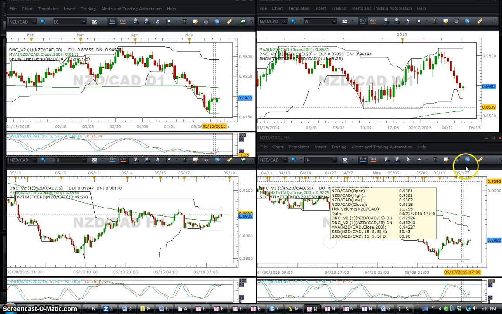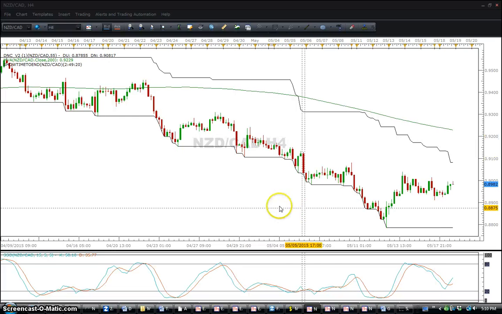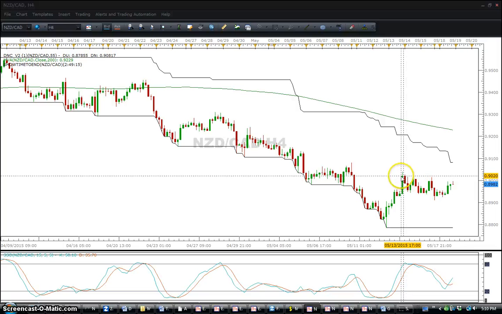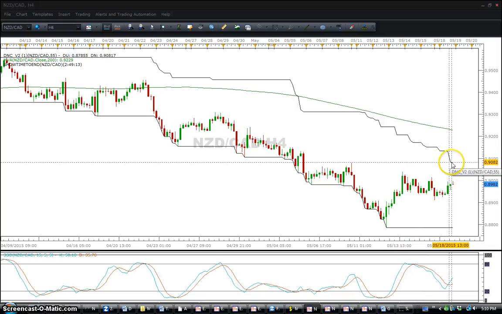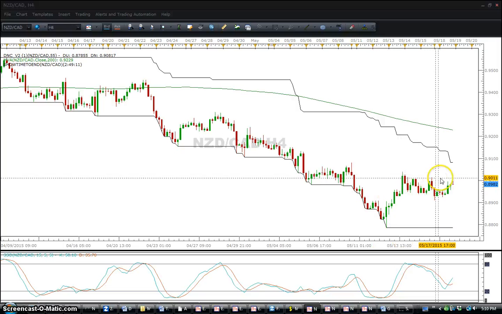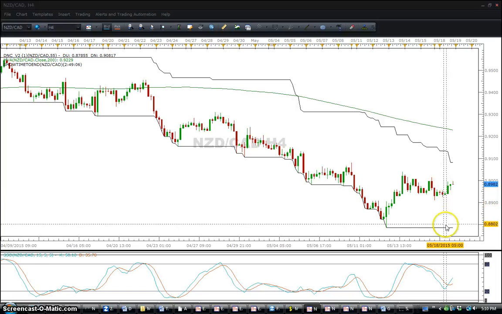And on the 4-hour chart, let's expand this a little bit here. Here's that nice retracement that we saw. It hasn't touched that upper Donchian channel yet, which would be ideal, but it's a solid retracement. And what I'd be doing at this point is, on the 4-hour chart, setting a price alarm roughly at about maybe 87, 86.